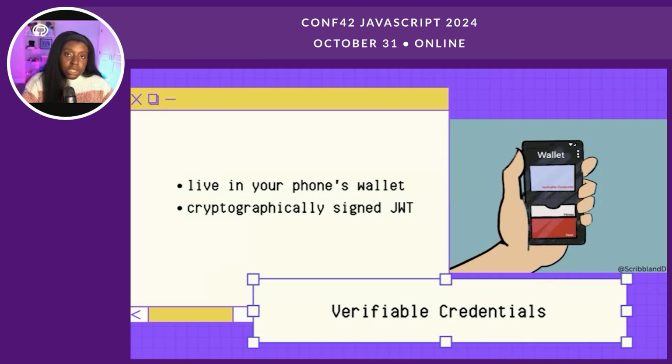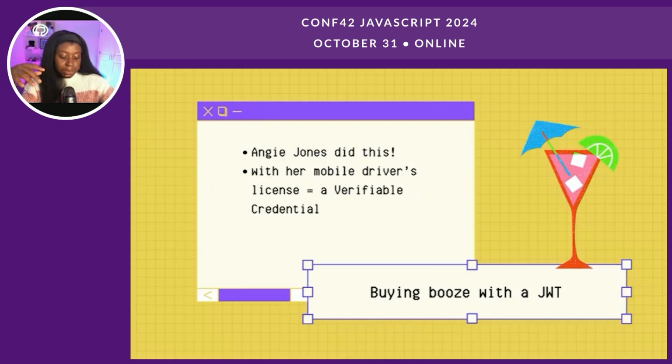Some of them are using CBOR, which stands for Concise Binary Object Representation. It really depends on the company and the purpose of that verifiable credential. But we'll talk in terms of JSON web tokens because that's the focus today.